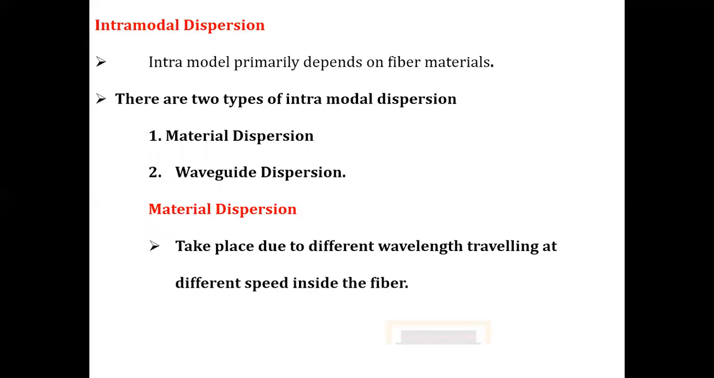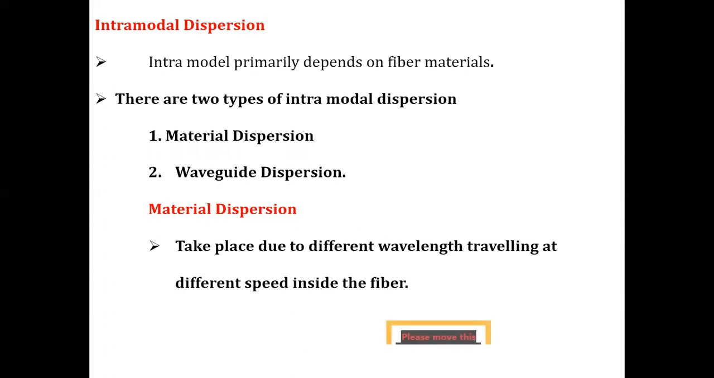Intramodal dispersion primarily depends upon the fiber material. The fiber materials used for manufacturing are silica and OH bonds, like SiO2 etc. Depending on the fiber material, there are two types of intramodal dispersion: one is material dispersion and the other is waveguide dispersion.